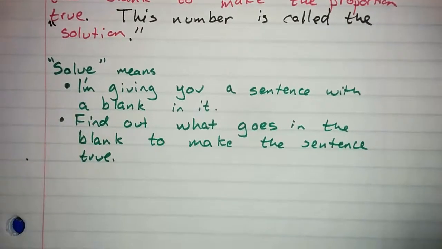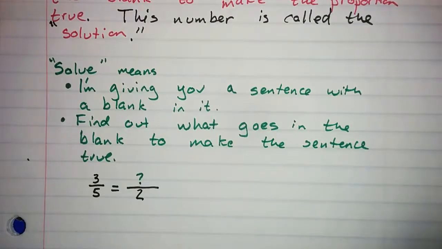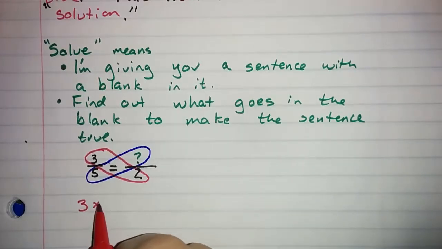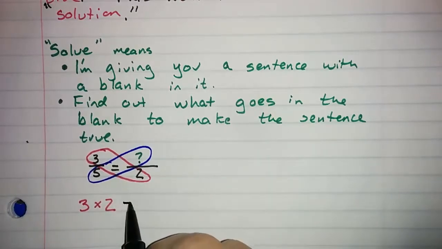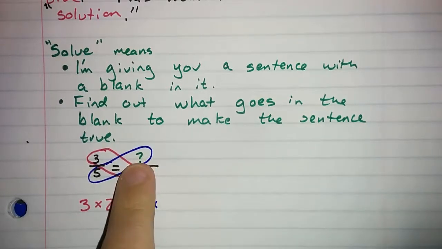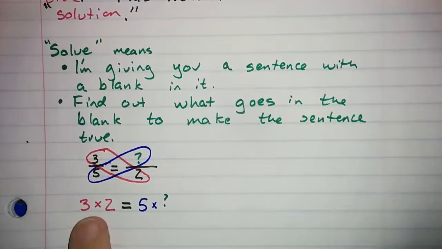Well, okay. So we have this sentence with a blank in it. Let's suppose for a moment that we knew what that number was, and we wanted to see if the sentence was true or not. Well, we know what we would do then. We would look at the cross products. We would say 3 times 2, and we'd want to find out, is it equal to 5 times, well, whatever number this is.